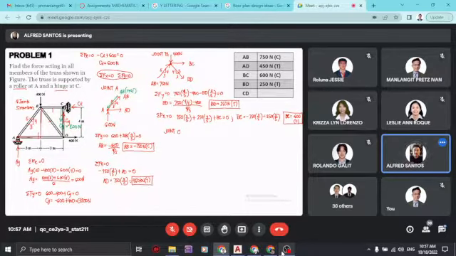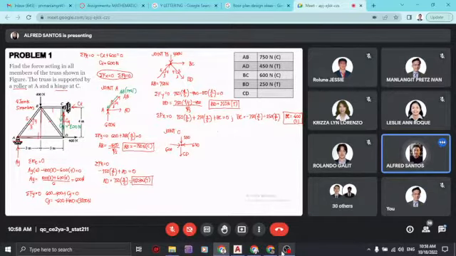Sige. So sa joint C, ito yung makikita natin. So you have your CX 600, and then you have your CY as 200 downward. And then you have your CD, which is still unknown. So let's assume it is a tension member. And then you have your BC, which is a compression member. Tapos 600 yung value niya.